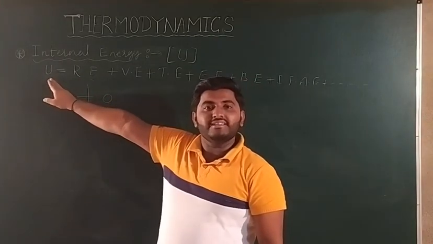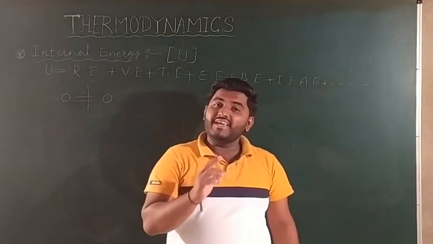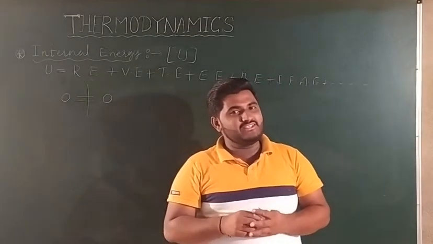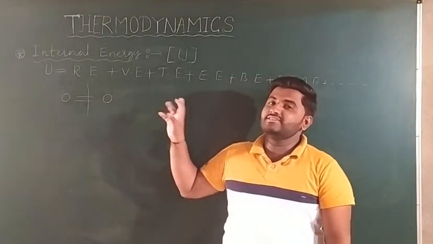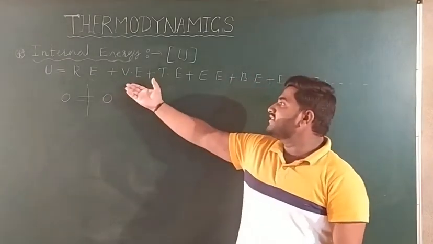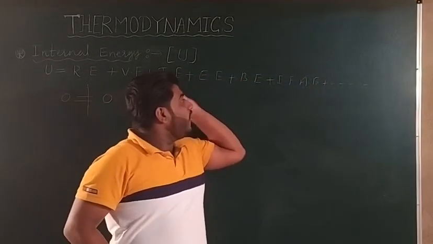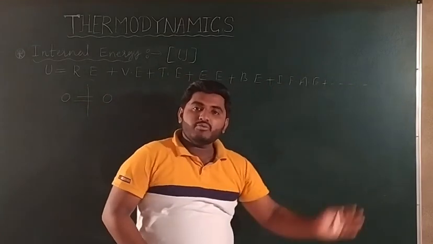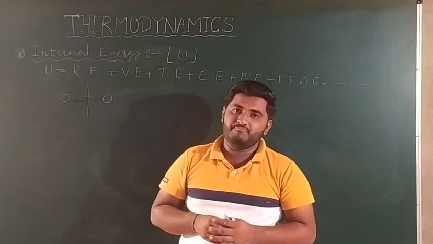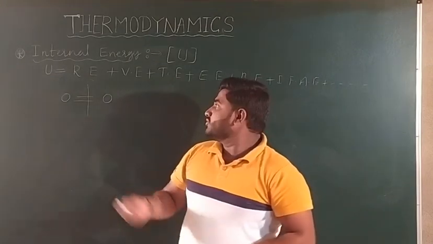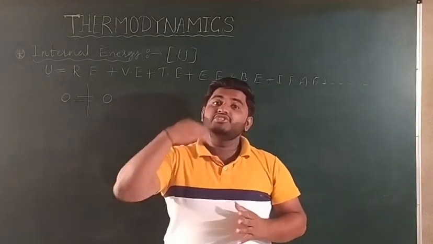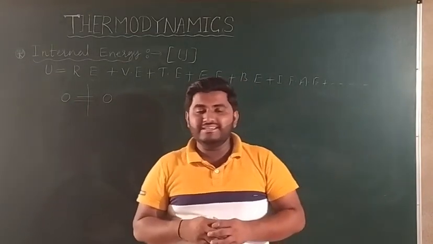We will not get the exact value for U, but we can get dU or del U. That means change in internal energy can be determined, but internal energy cannot be determined. Why can internal energy not be determined? Because internal energy is composed of all these, and it is not possible to calculate all of them at a simultaneous time. Are you getting? So internal energy cannot be determined, but change in internal energy can be determined.